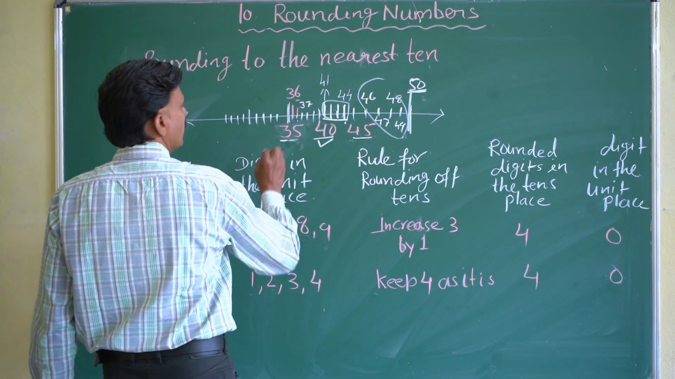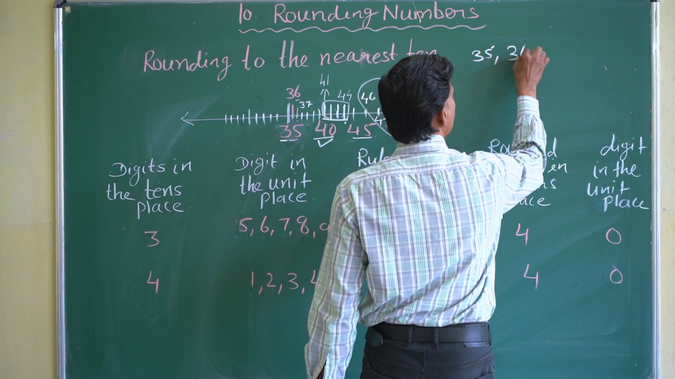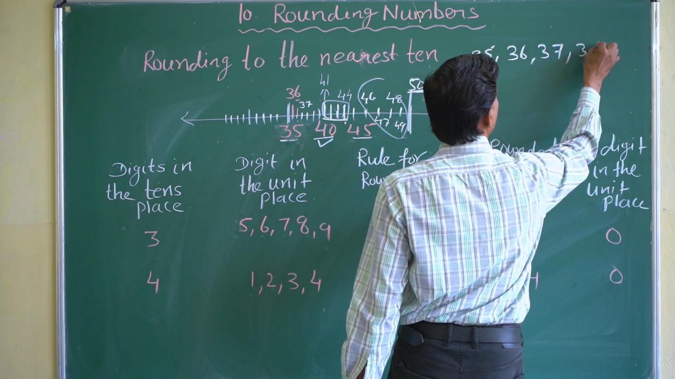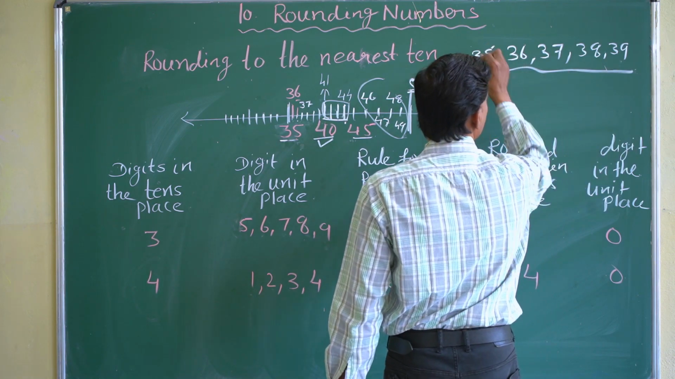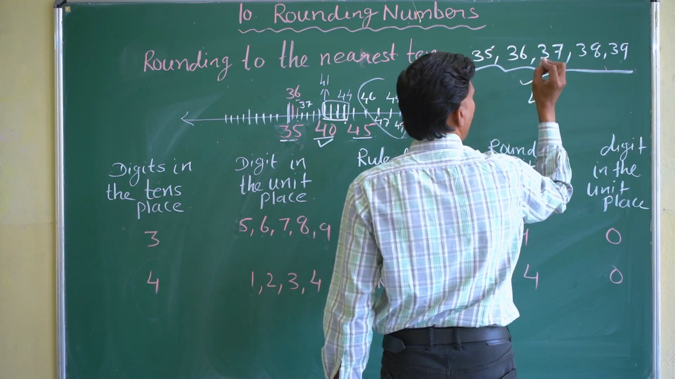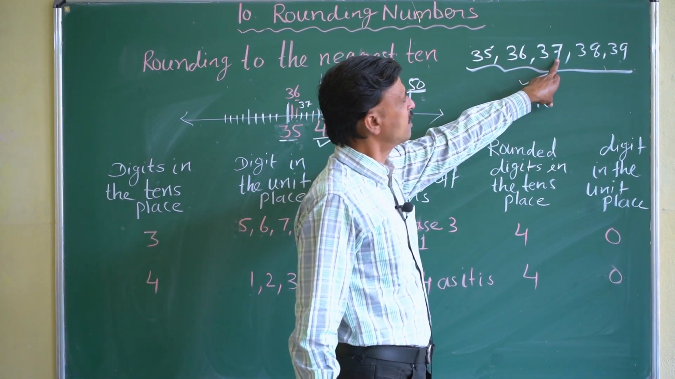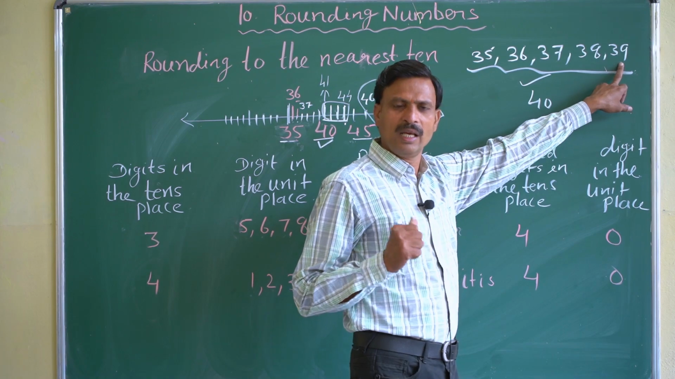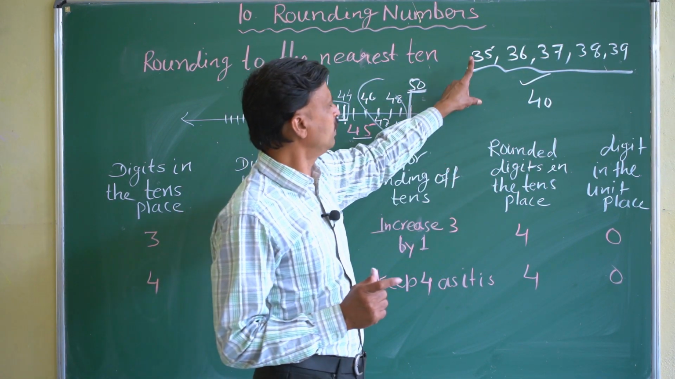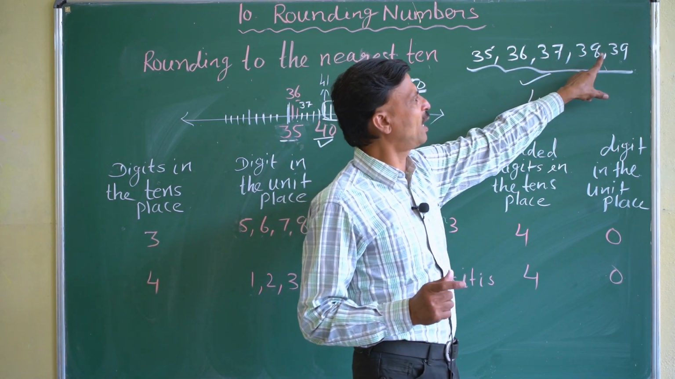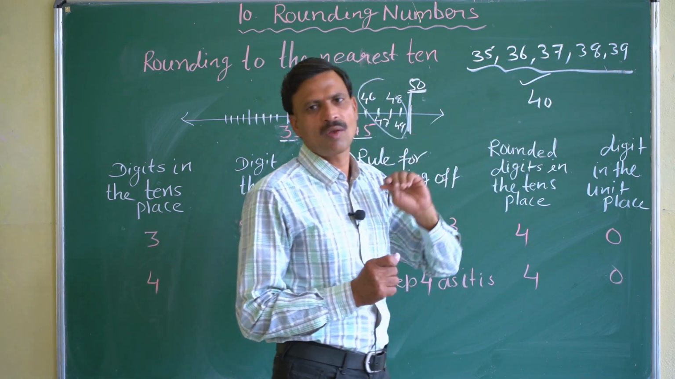So you understand that if the number is 35, 36, 37, 38, 39, and we round off to the nearest 10, all of these are going to give 40. Why? Because the unit place digits are 5, 6, 7, 8 and 9. And I said, if the unit place has 5 or more than 5, the 10th place digit will be increased by 1 and the unit place digit becomes 0. So the value becomes 40.